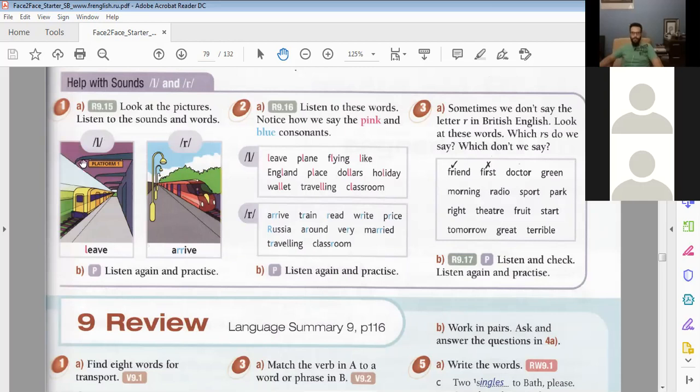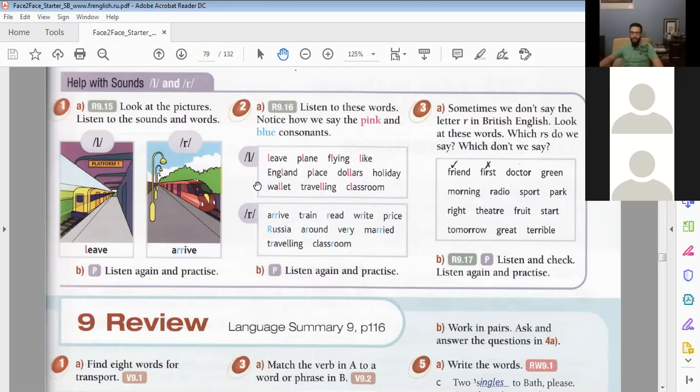5. L. Leave. Leave. R. Arrive. Arrive. Okay, so I think it's easy, not hard, right? The difference between L and R. Okay, so this is the only point here.